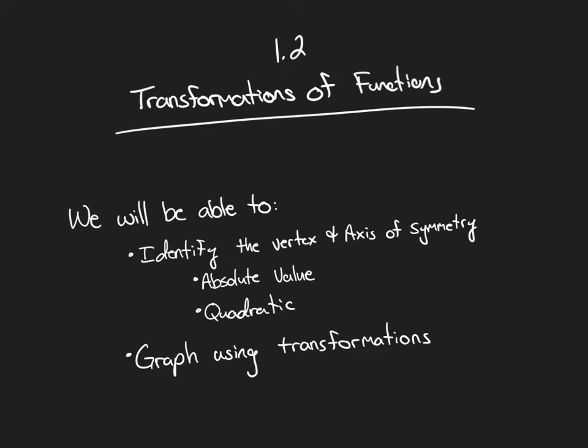All right, so let's talk about 1.2 transformations of functions. After this, we should be able to identify the vertex and axis of symmetry for absolute value functions, as well as quadratic functions. And then we want to be able to graph using transformations. So I have a graph here, so it's going to be helpful if you guys have graph paper. But let's start with the absolute value function.